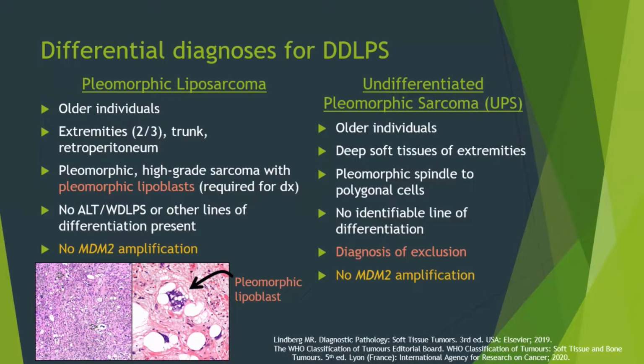Now, undifferentiated pleomorphic sarcoma also occurs in older individuals in the deep soft tissues. It is composed of pleomorphic spindle to polygonal cells with no identifiable line of differentiation based on histomorphology, immunohistochemistry, and no distinct molecular aberration. So, by definition, this is a diagnosis of exclusion, and in order to diagnose undifferentiated pleomorphic sarcoma, one must have done all tests available, and one of those diagnoses that you can exclude is dedifferentiated liposarcoma.